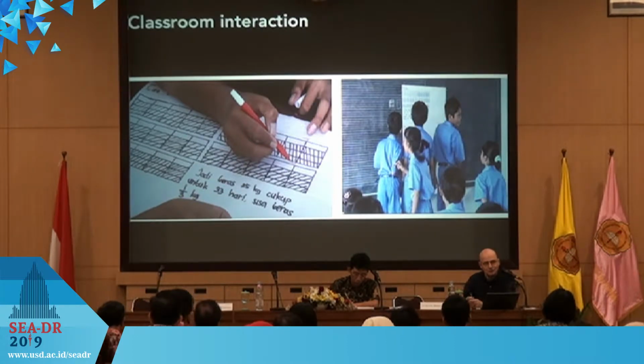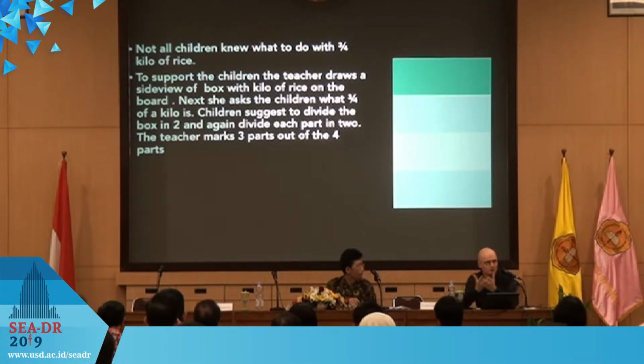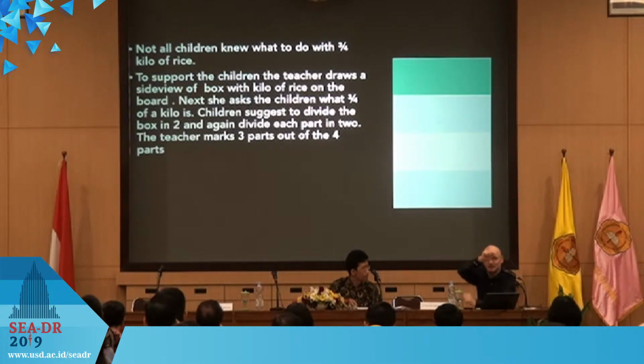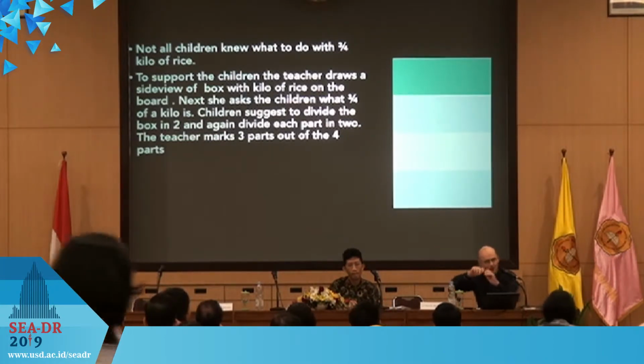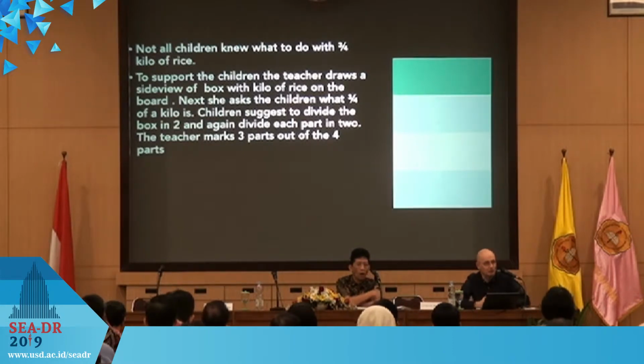I remember that when we started the problem, children had no clue of what 3/4 was. And the teacher at one moment drew a nice image of a box of 1 kilo on the board and started to talk with the children about, so what is 3/4 of that box? And children, more or less automatically, because that is what children do know, divide it in two and then divide the half again in two. They have 4 parts and then they know that 3 of the 4 parts is 3/4 of a kilo.